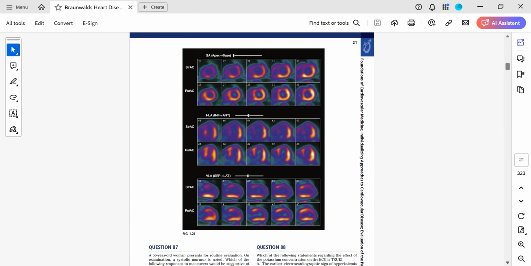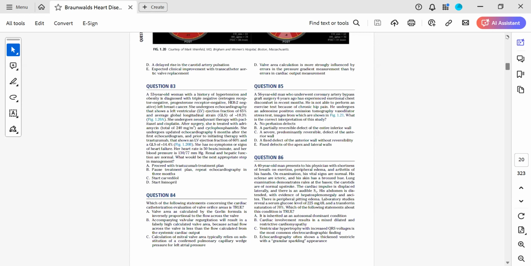So we'll go back to the options, please. Can we scroll up to the options? Thank you. So they're asking us what is the correct interpretation of the study. The A option says no perfusion defects. That's false. We've been able to identify stress-induced perfusion defects in that horizontal long axis region that we said worsened from about 9 o'clock to about 12 o'clock.